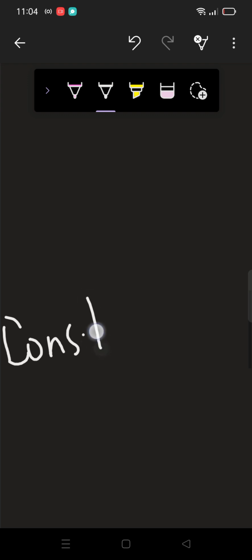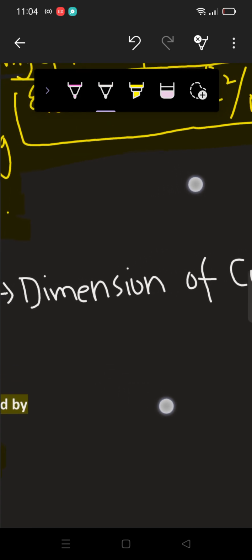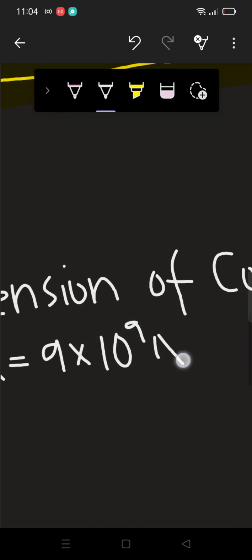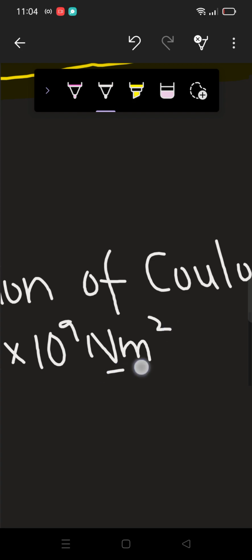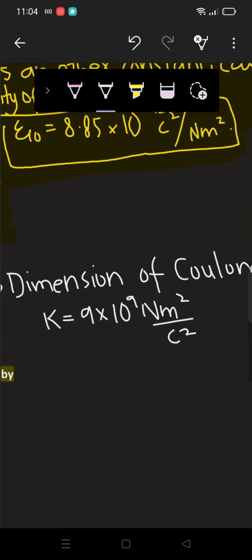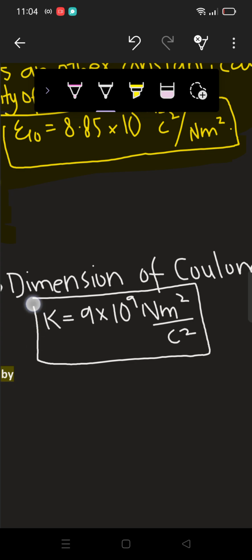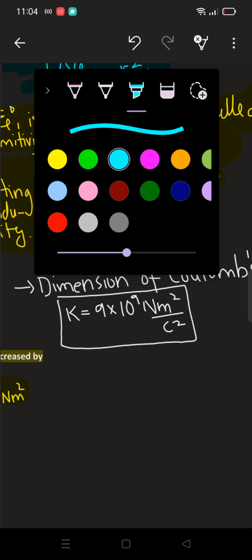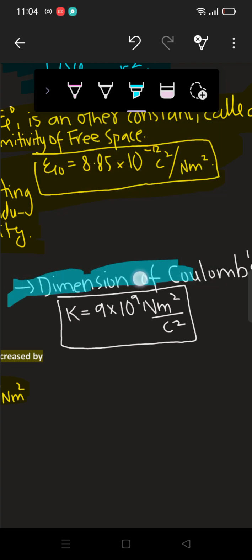However, that is actually the constant of Gaussian and Hooke's law, right? Coulomb's constant, and that is also known as the electrostatic constant. And we have read about its value as well. Its calculated value was equal to 9 into 10 to the power 9 Newton meter square per Coulomb square. That was the calculated value of this Coulomb's constant, or you can say electrostatic constant. Wait, let me highlight the topic first, then we're going to take out the dimension of this.